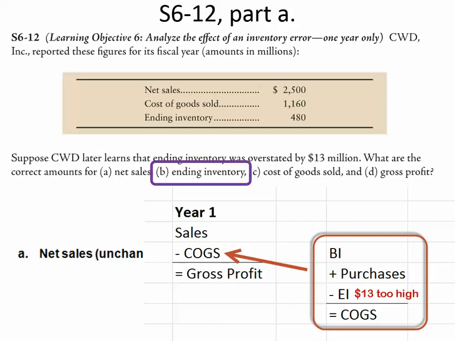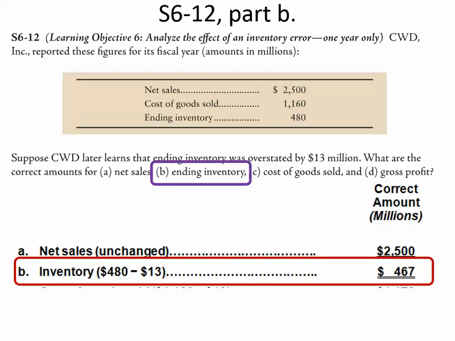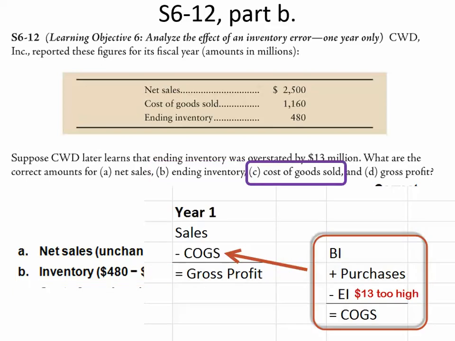B, ending inventory. Well, ending inventory is affected by being overstated. They tell us it's overstated by 13 million. So that means it's too high. Ending inventory is too high. So we would take the ending inventory figure 480, subtract the overstatement of 13 million, and we get the correct amount of 467. Okay, so let's go forward.